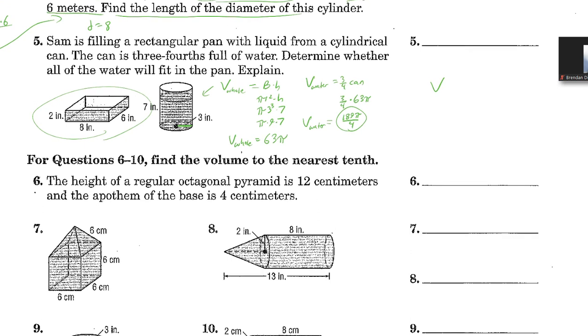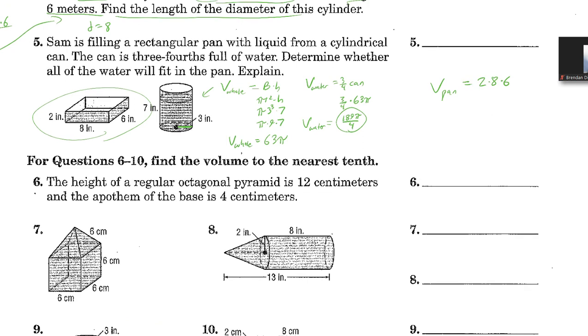Oh, a rectangular pan. So the volume of the pan is just 2 times 8 times 6, right? Any rectangular solid is just length times width times height. So this is 16 times 6, or 96. So the question is, what is 189π over 4, and will it fit in the 96?